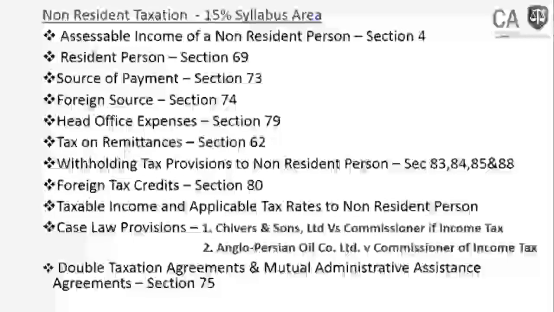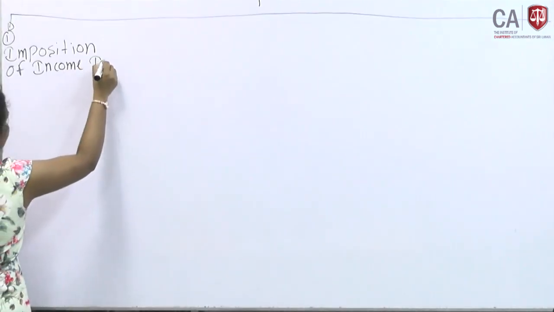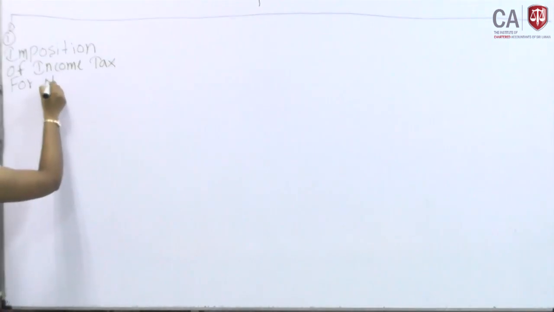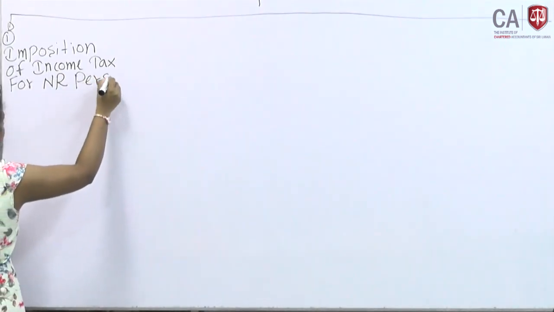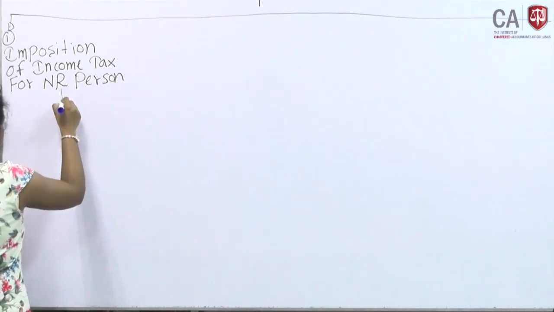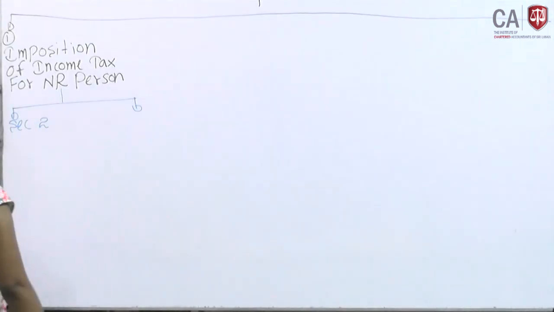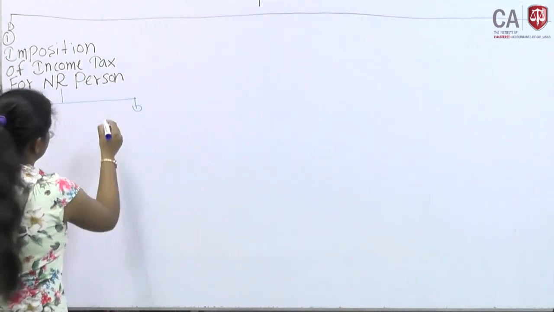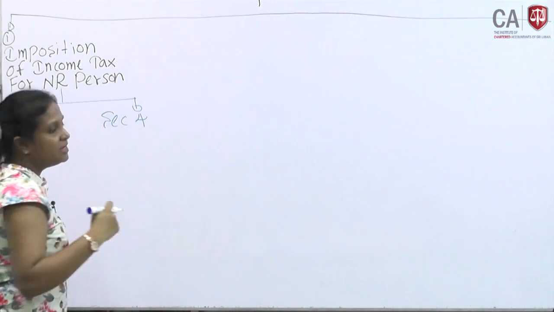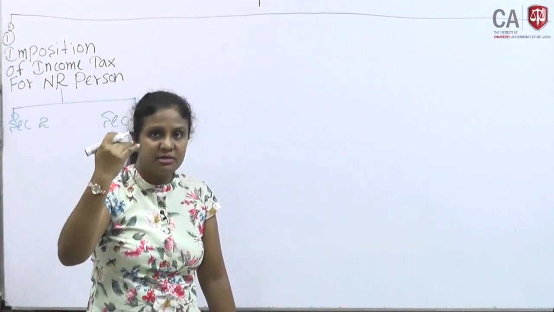The first one is the imposition of income tax for a non-resident person, NR person. When it comes to the imposition of income tax, where does the imposition come from? Section 2 of the Inland Revenue Act. And again Section 4 talks about how the income tax liability arises on the taxable income of a non-resident person.